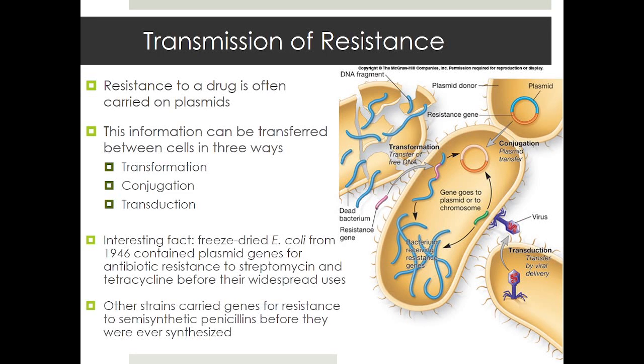A couple of interesting facts for you. There were some freeze-dried E. coli from 1946 that contained plasmid genes for antibiotic resistance to streptomycin and tetracycline before they were widely used. In addition, other strains carried genes for resistance to semi-synthetic penicillins before they were ever synthesized. So these genetic adaptations are very widespread and are already established in a lot of different species, and it's only getting worse.